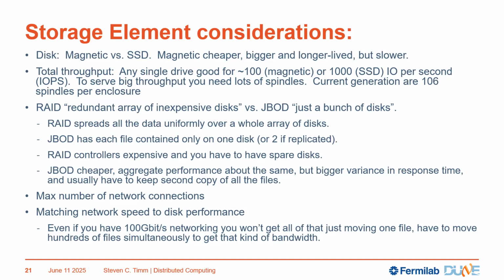Now you have to also think about the maximum number of network connections. So how many different processes are going to be hitting this thing at once? Can we support that? And if they're reading slowly, then that's tying up connections somebody else could be using. And then matching network speed to disk performance. So, you know, I've got 100 gigabit networking on my storage machine, which I can get.